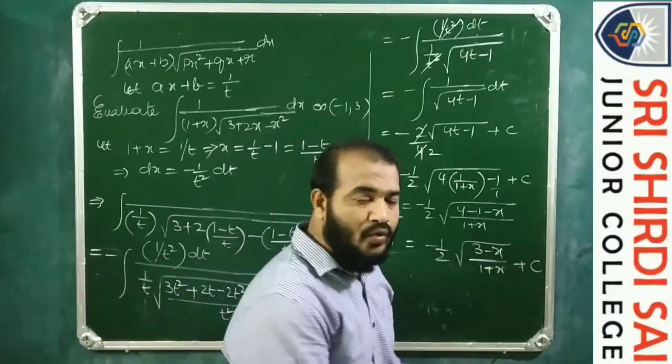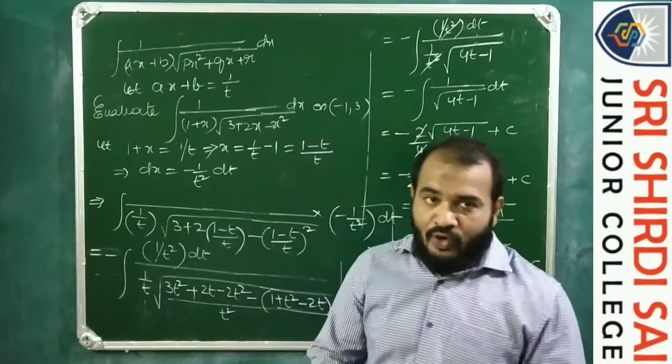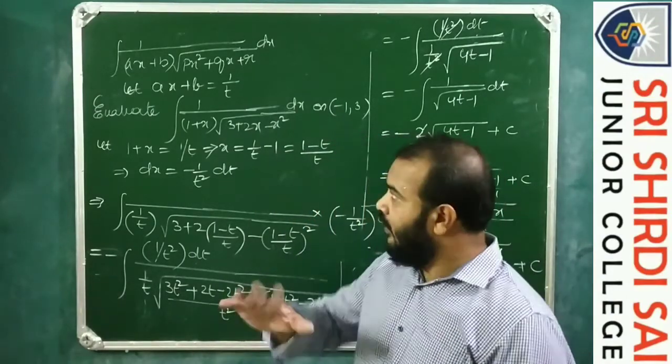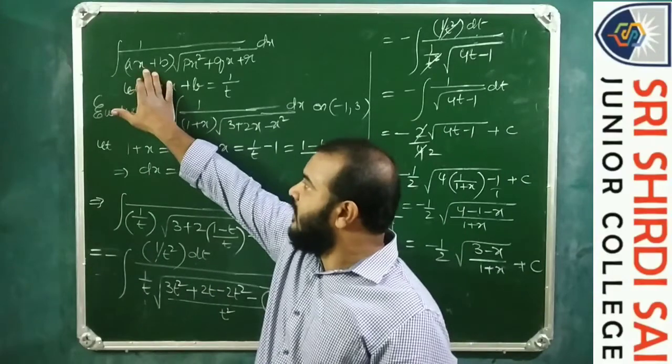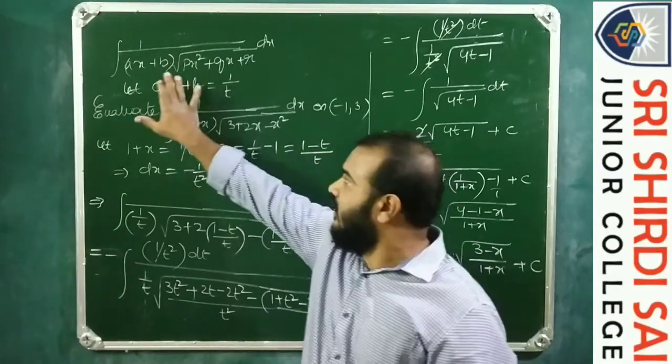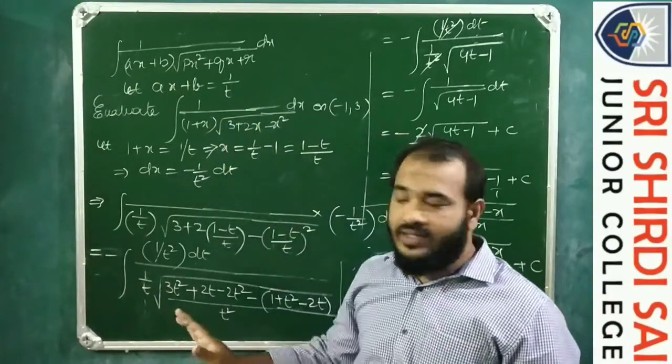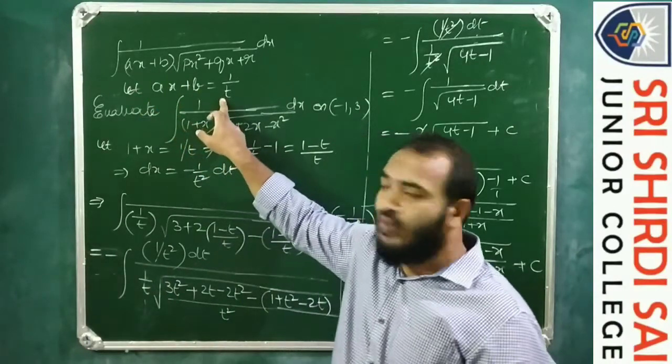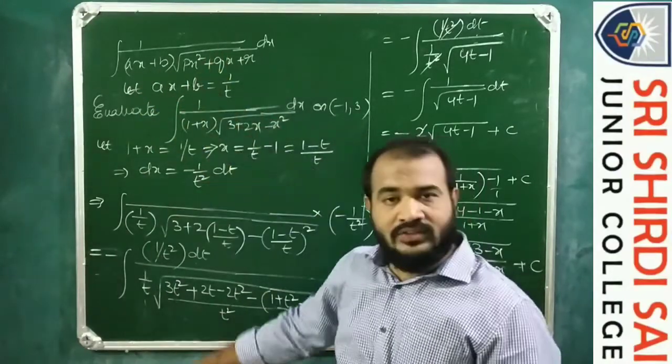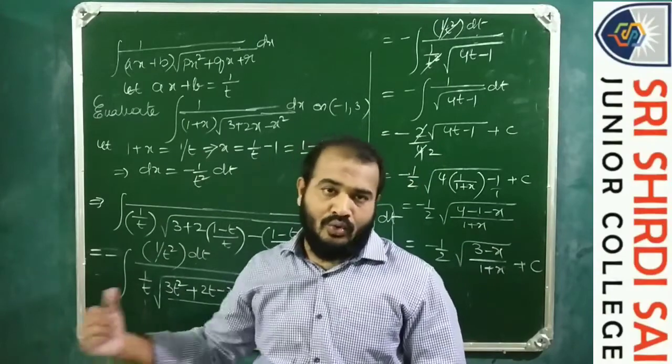So this is how we will evaluate the integral where the linear as well as quadratic expression are in the denominator. The linear expression we have to take as 1 by t, then the whole process we can automatically do.